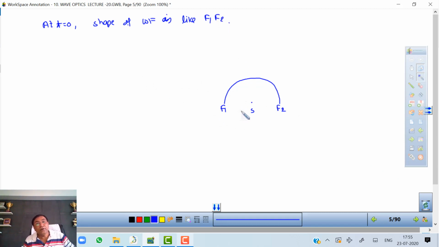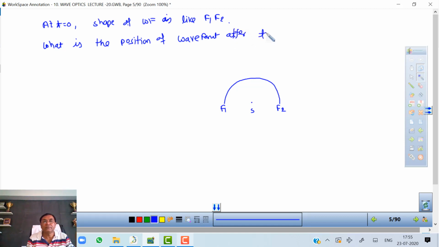Now, using Huygens' principle, we can determine the position of the wavefront after a certain time tau. So, what is the position of the wavefront after time tau?